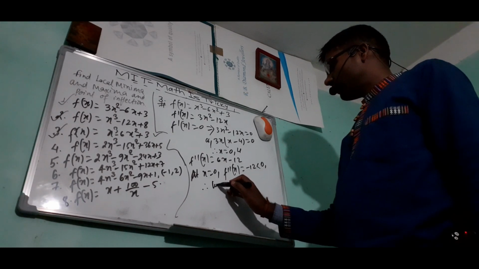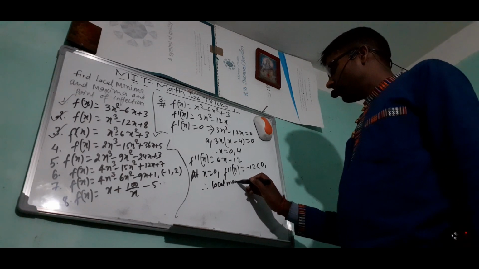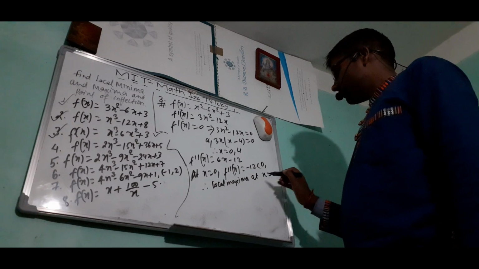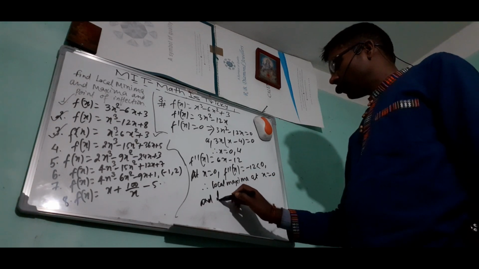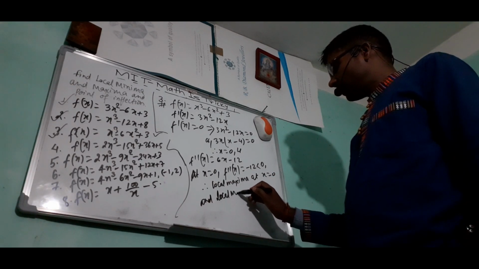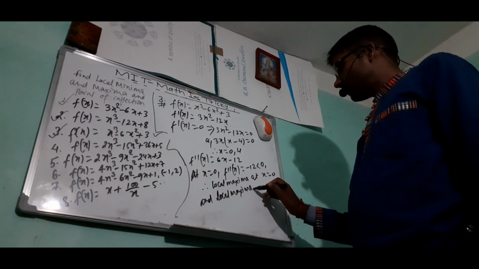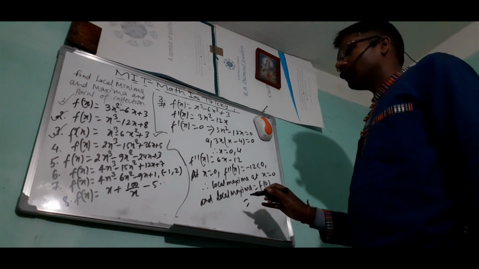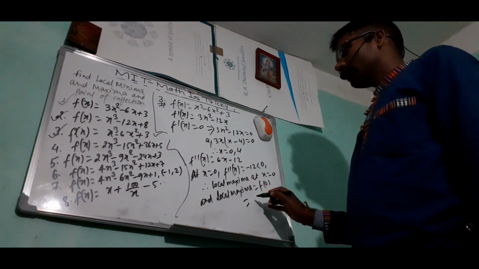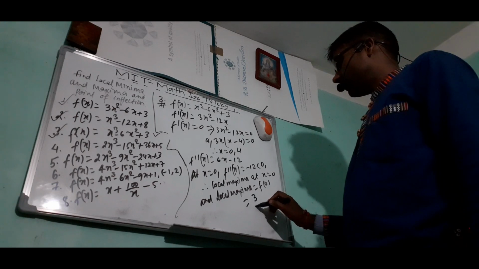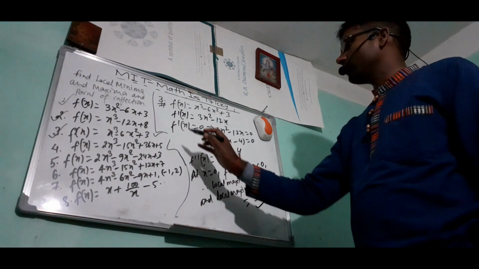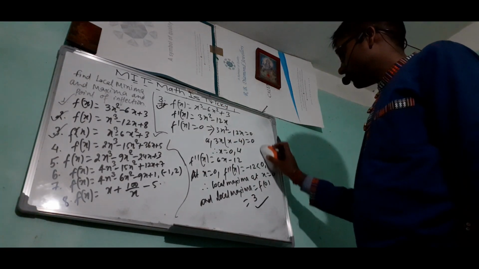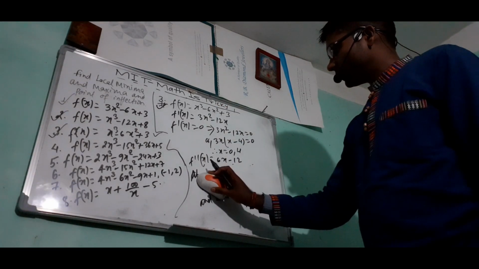maxima at x equals 0. The value of the local maxima will be f of 0. f of 0 gives how much? If we put in 0, it will be simply 3. Question number 3, put in 0, we get 3.